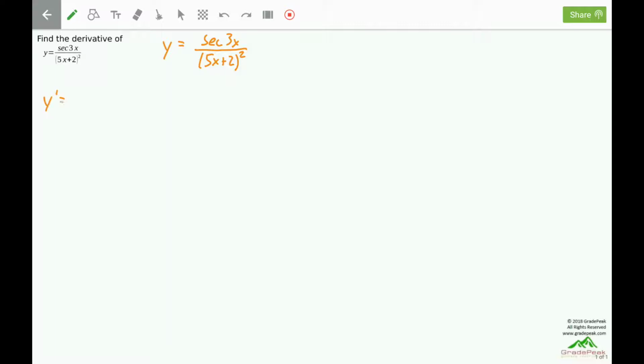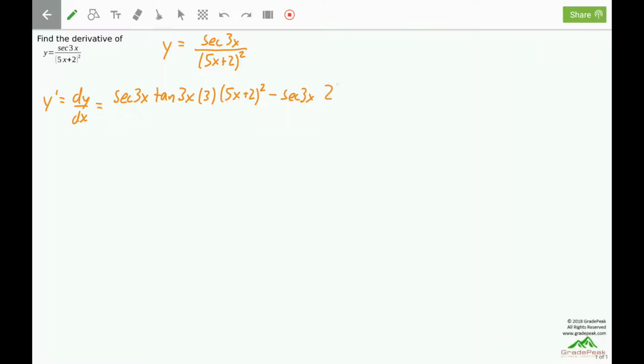So the derivative y prime, or dy/dx, will be, we'll start with the derivative of the numerator. Derivative of secant is secant tangent. Well, we leave the inside alone, so secant 3x tangent 3x, and then we multiply by the derivative of the inside to complete the chain rule. The derivative of 3x is a 3. Derivative of the numerator times the denominator left alone, minus the numerator left alone times the derivative of the denominator.